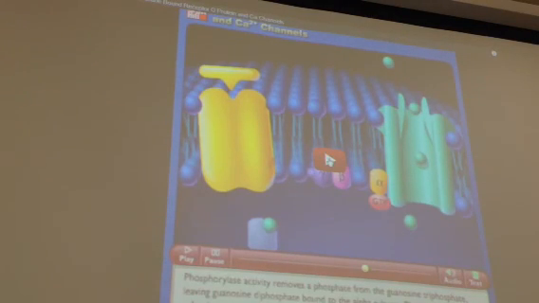Pardon? When the G protein leaves, the alpha subunit leaves. Yes. Alpha subunit. Pardon? So when would it leave?